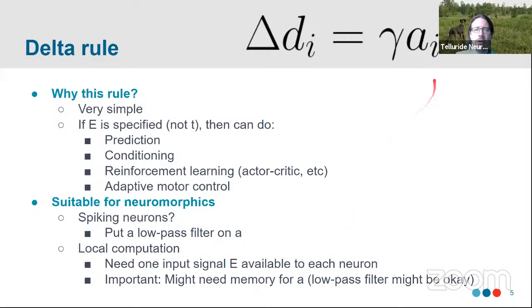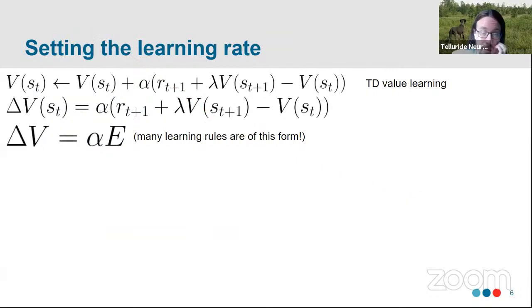It's all local computation. One fun thing that'll come up later in the talk that is a little bit of a gotcha is that for some of these interesting applications, you want a little bit of history of your activity. You want to be multiplying this error by the activity in the recent past. So that's one slight thing that will come up that could complicate any sort of neuromorphic implementation. That's the context that I want to talk about.